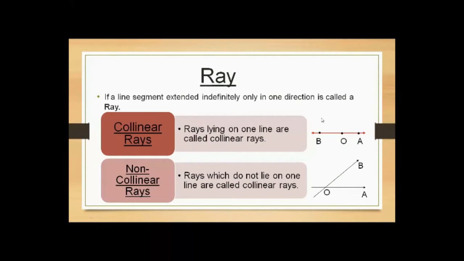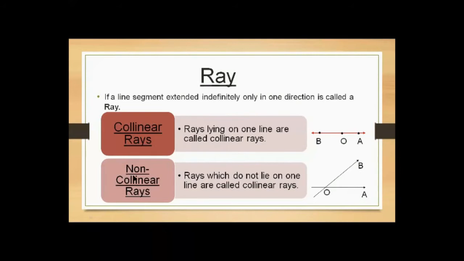As you see, students, here this is a ray. 2 rays. Why are there 2 rays? Because from point O to point A there is one ray and from point O to point B there is another ray. And both rays are lying on one single line, so they are collinear rays.